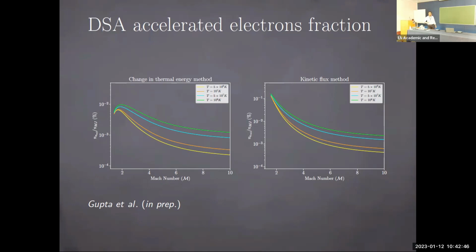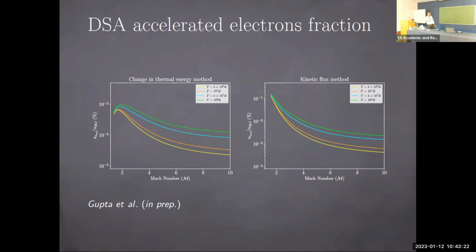the Mach number. Okay, so in both the processes, one more thing. Here I considered the density a constant for all the Mach numbers. So for the constant density, as we go further in the Mach number, the fraction of relativistic electrons actually goes down, and that trend is followed in both the energy injection processes.